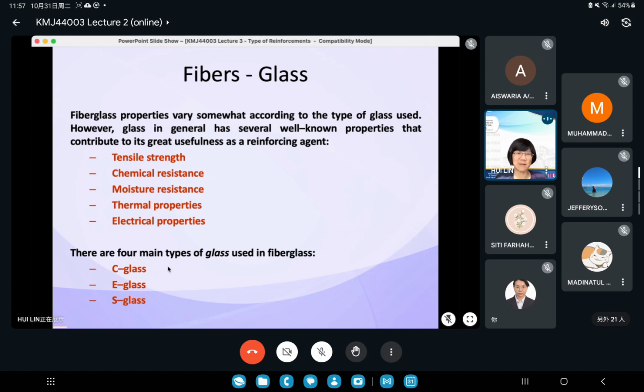Now go back to this. Glass fiber can be divided into three types: C, E, S. C glass, E glass, S glass. C is the cheapest.